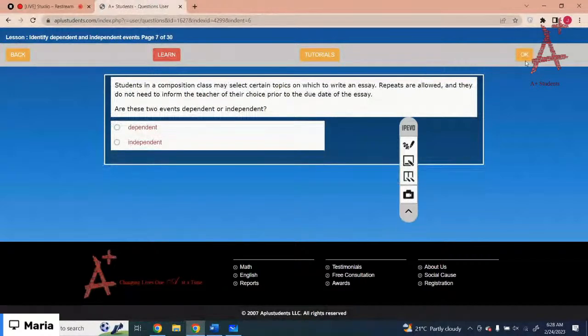Students in a composition class may choose a topic on which to write an essay. Repeats are allowed, and they do not need to inform the teacher of their choices prior to the due date of the essay. So repeats are allowed. They can select any. They don't need to inform the teacher. Got it? That means the events are independent. They do not depend on each other because they can select any, even if they repeat.